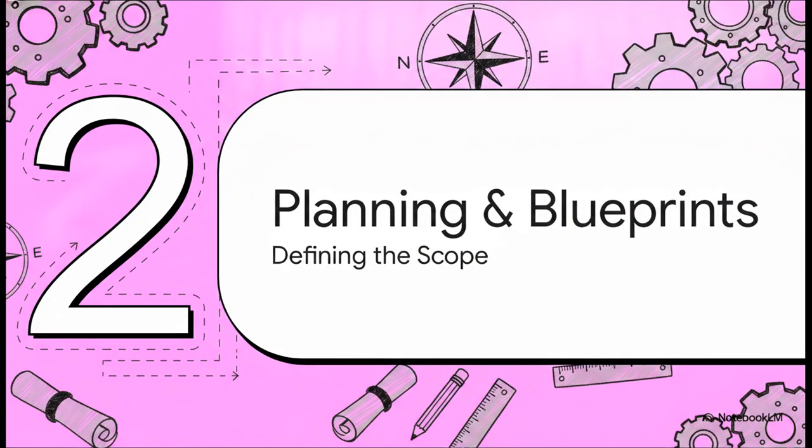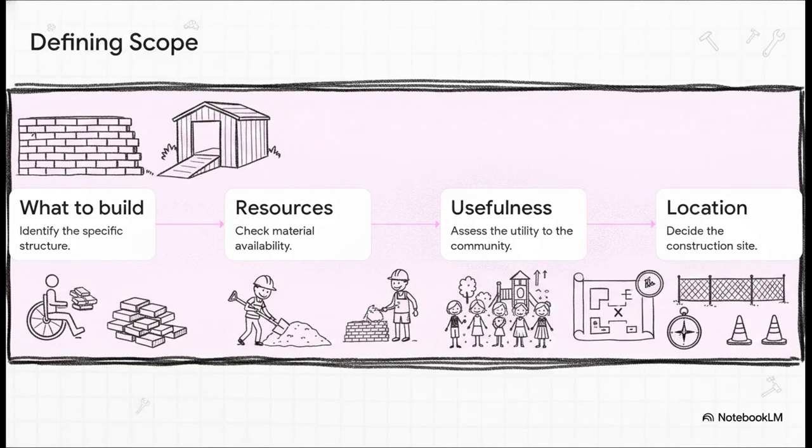On to Section 2, planning and blueprints, defining the scope. Because look, before you mix a single drop of water into your cement, you have to do the invisible work. You gotta plan. Setting up your project scope comes down to 4 really critical steps, because you can't just go out and start digging a hole.